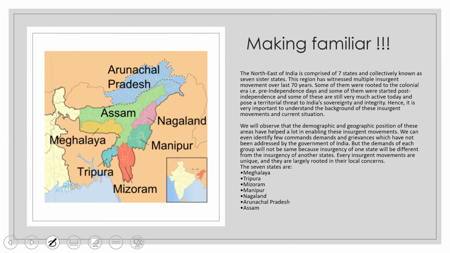Some of these insurgent groups were rooted in the colonial era and pre-independence days, and some started post-independence. Some of them are still very much active today and pose a territorial threat to India's sovereignty and integrity. Until a particular group goes against India's sovereignty and integrity, the government does not send security forces to tackle it. Hence it is very important to understand the background of these insurgent movements and the current situation.